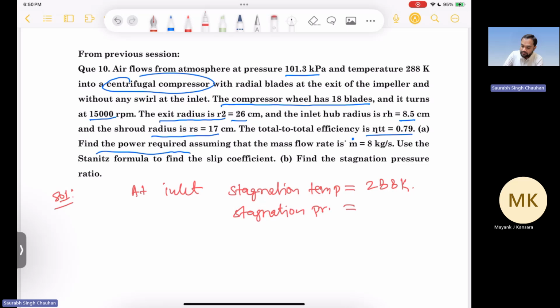and stagnation pressure will be equal to 101.3 kilopascal. And you know what stagnation properties are? Stagnation basically means when you bring the fluid to rest isentropically. If you bring the moving fluid to rest isentropically, then the properties of the fluid at rest will be your stagnation properties.